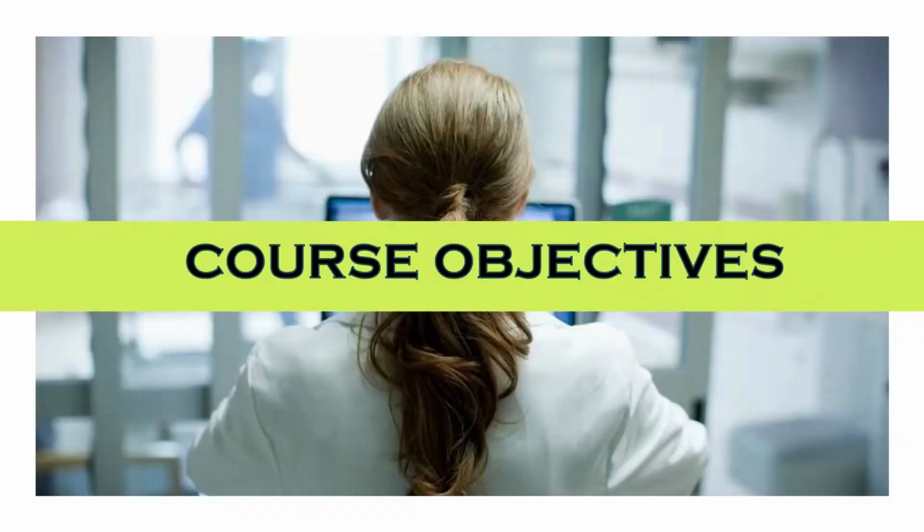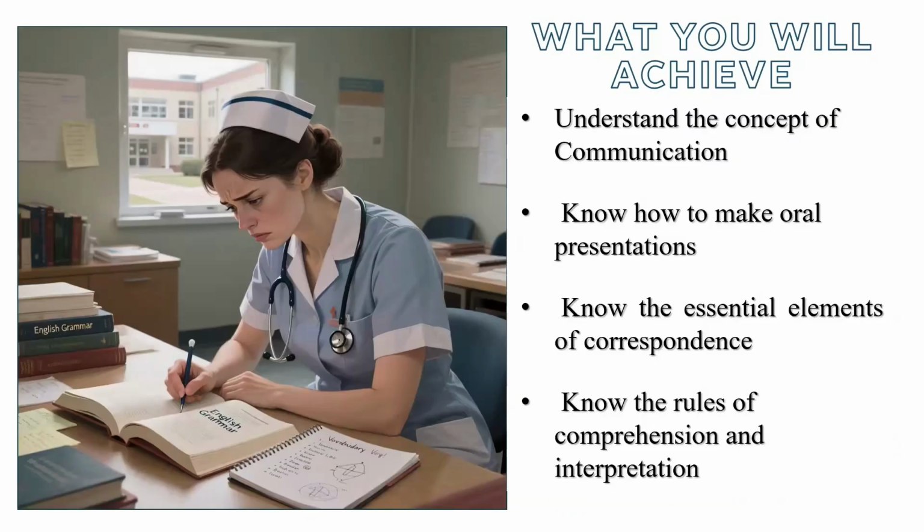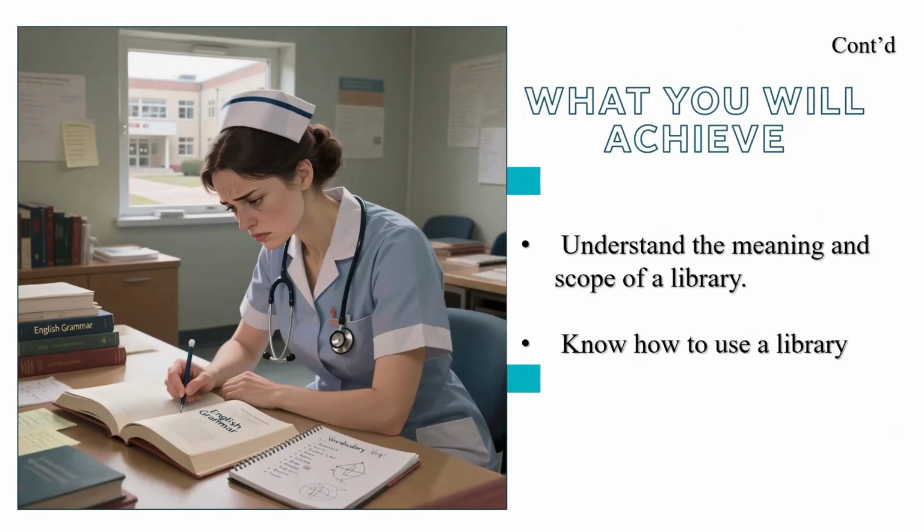For this playlist, we'll be looking at the following course objectives. 1. To understand the concept of communication, we will know how to make oral presentations, we will know the essential elements of correspondence, and then we will know the rules of comprehension and interpretation. We'll also understand the meaning and scope of a library. We'll also know how to use the library.